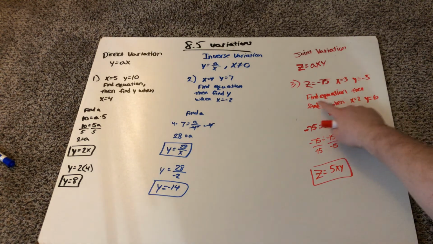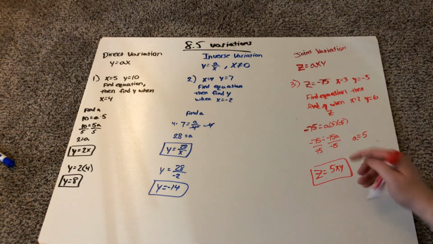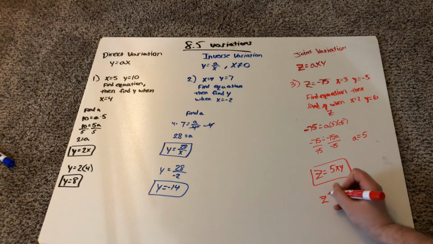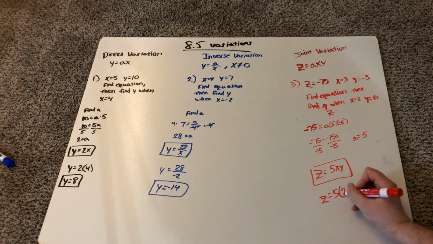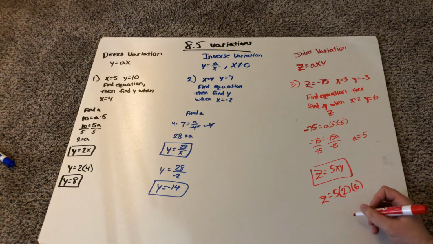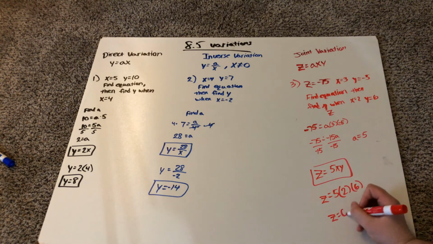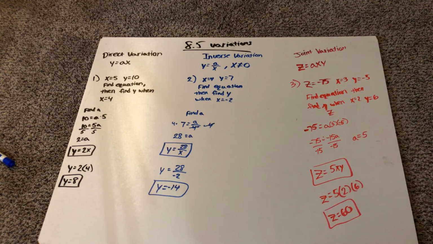Now it's saying we have to find z when x is 2, y is 6. So z equals 5 times 2 times 6, and z is 60. So always look first and see what the problem is asking you. Always find a, but see whether it is varying directly, varying inversely, or varying jointly. And you have to pick which one you'll be using.